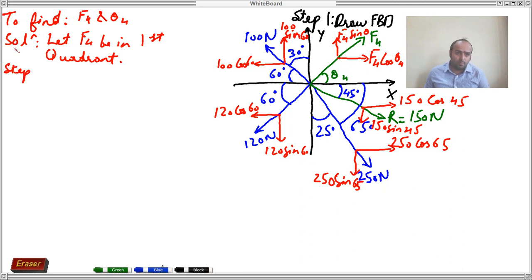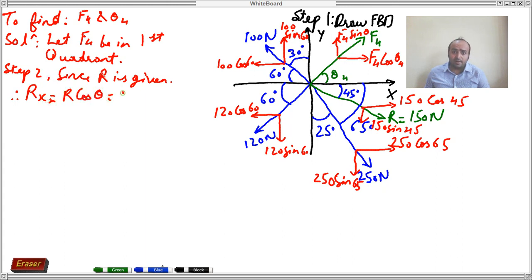So step 2, since resultant is given to us, R is given, therefore what I can write is Rx is equal to R cos theta, which is nothing but 150 cos of 45. And my friends, it will be nothing but equal to summation Fx. Once this is done, therefore now I can write it as summation Fx, towards right as positive.